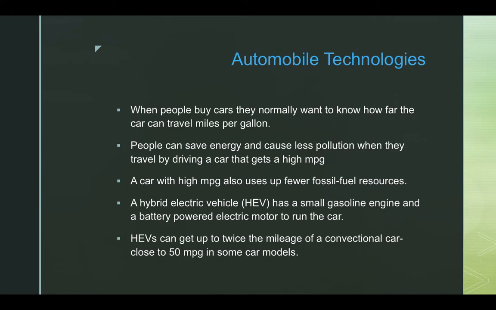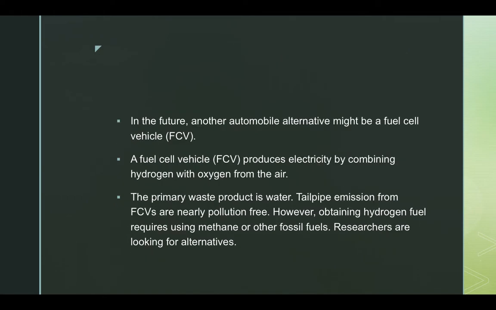A hybrid electric vehicle, an HEV, has a small gasoline engine and a battery-powered electric motor to run the car. HEVs can get up to twice the mileage of a conventional car, close to 50 miles per gallon in some models. That's really good. So my car holds around 17 gallons, and I can get about 30 miles for every one of those gallons. So I can travel a really long way without ever having to fill up.